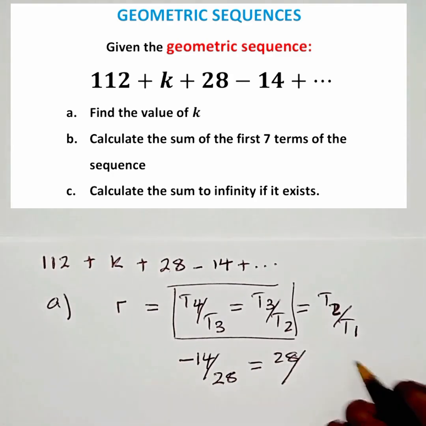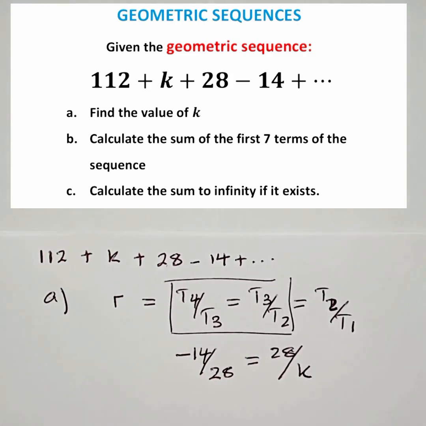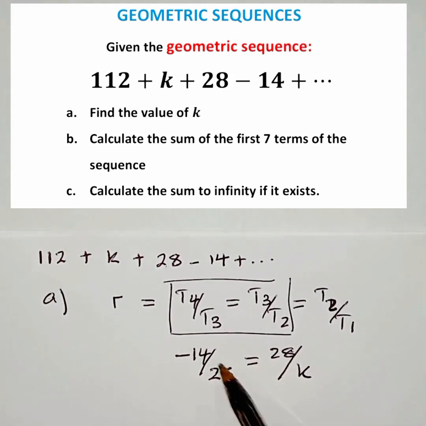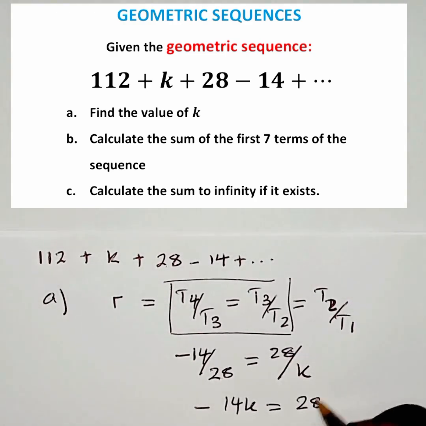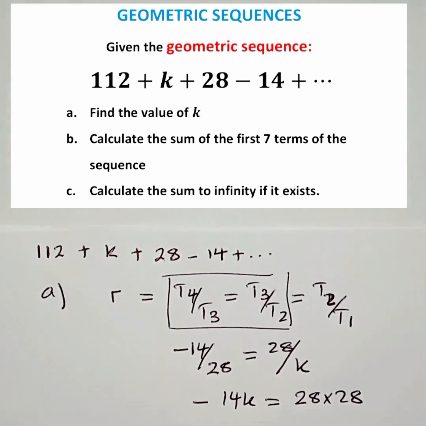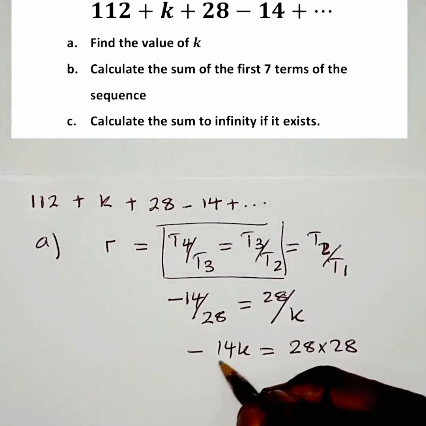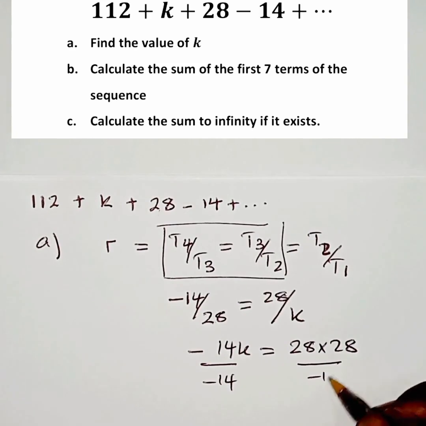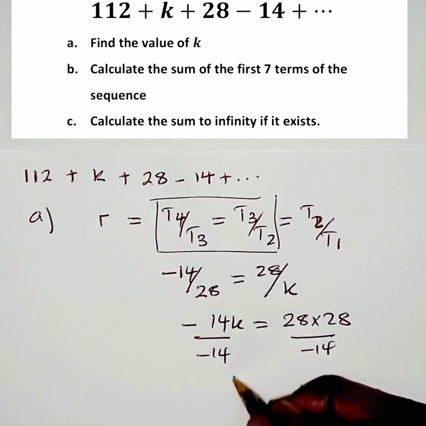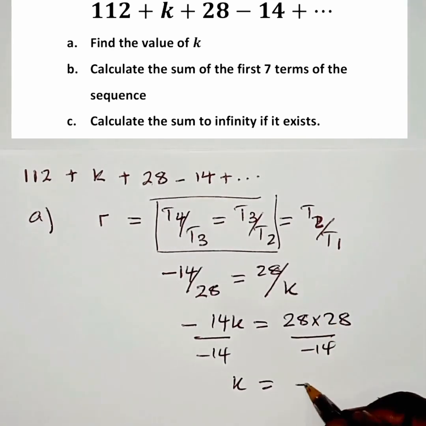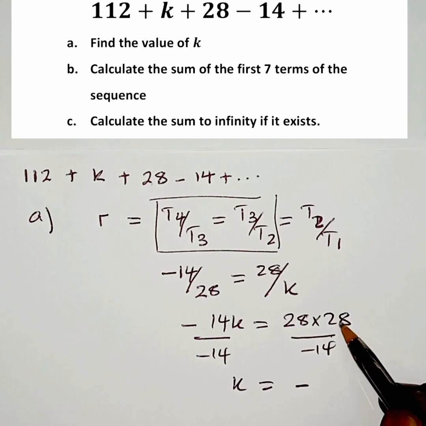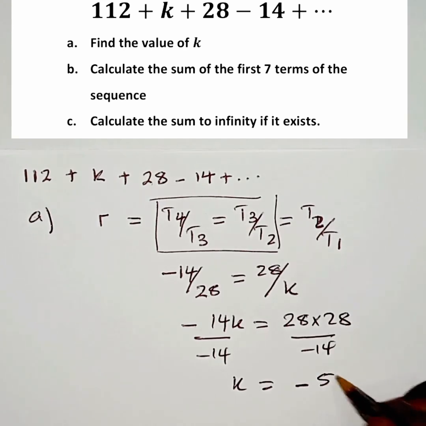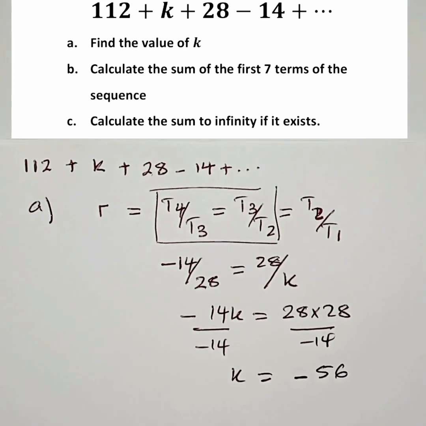divided by K. All right, now we need to cross multiply so that we solve for K in that equation. We say minus 14 times K, we get minus 14K is equal to 28 times 28. Next, we are going to divide both sides of that equation by minus 14. So K is equal to, we are going to get a negative sign on that side. So we say 14 into 28, we get 2, and 2 times 28, that will give us 56. So K is equal to 56.